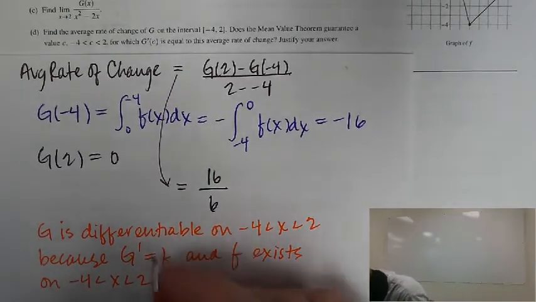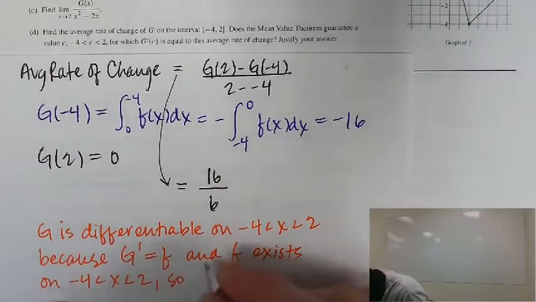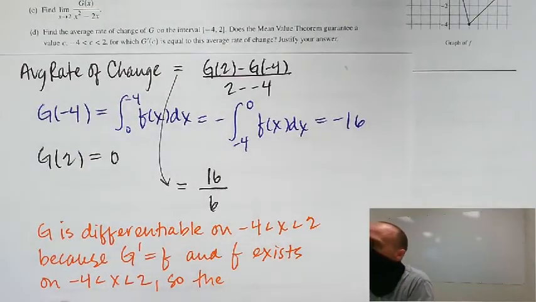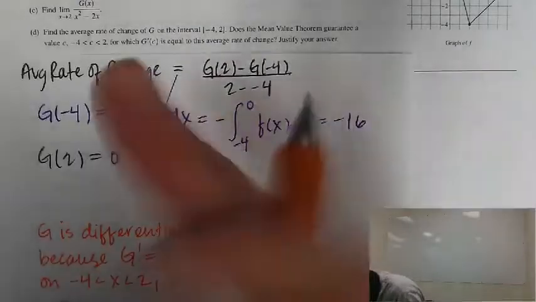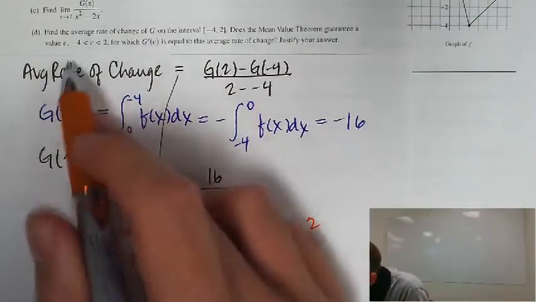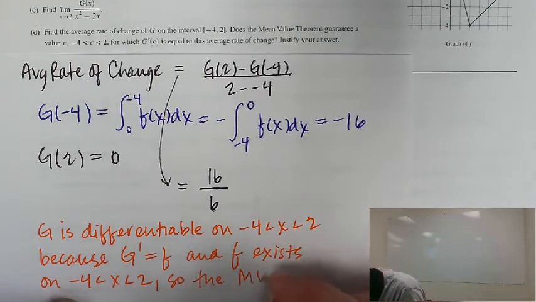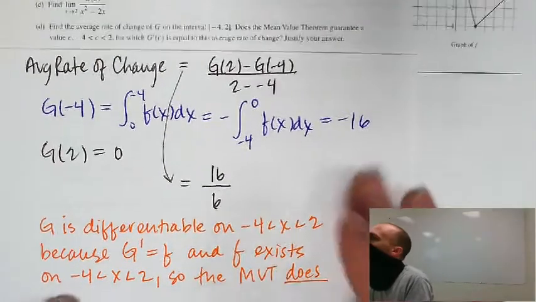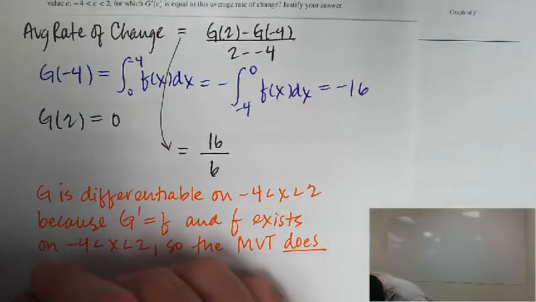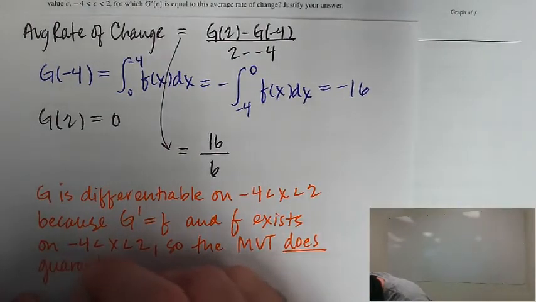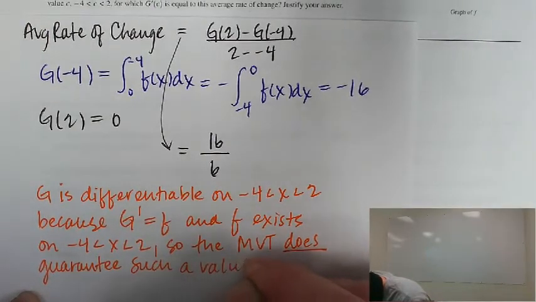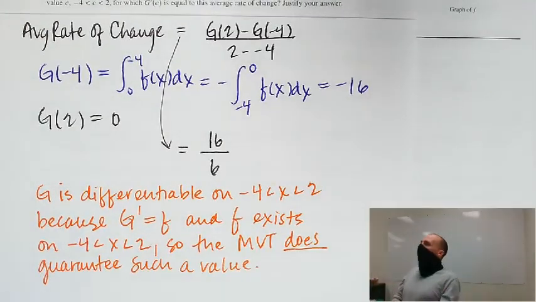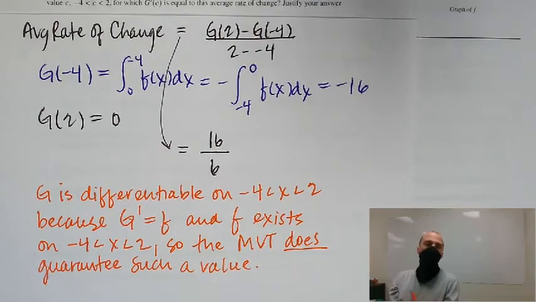So, and F exists on -4 to 2. So the mean value theorem does guarantee such a, what did it say? Such a value. Guarantees a value. And maybe just to catch the reader's eye, I'll just underline does. Such a value. Okay. And that's number 4. I thought this one was very manageable for us.